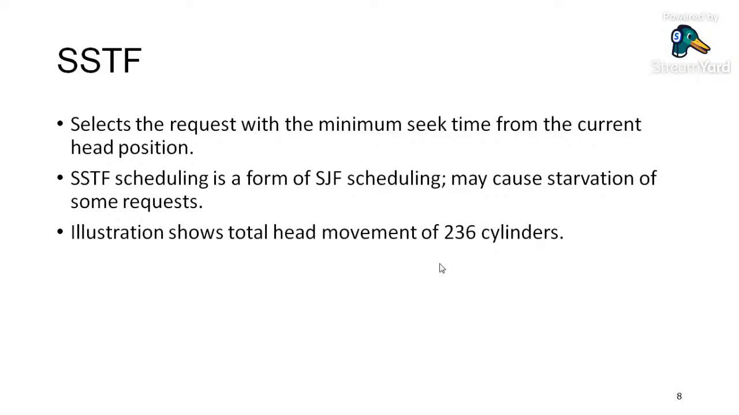The shortest seek time first scheduling is a form of shortest job first scheduling algorithm and may cause starvation of some requests. See here how this starvation occurs in the shortest seek time first algorithm. We know that from the current head position, it is going to serve the request which has minimum seek time, which has minimum distance. Let us consider that there are 3 requests, 25, 80 and for example 85, and the current head position is 50. From the current head position, it is going to calculate whether 25 is close to 50 or 80 is close to the current head position. Likewise, it is going to move.